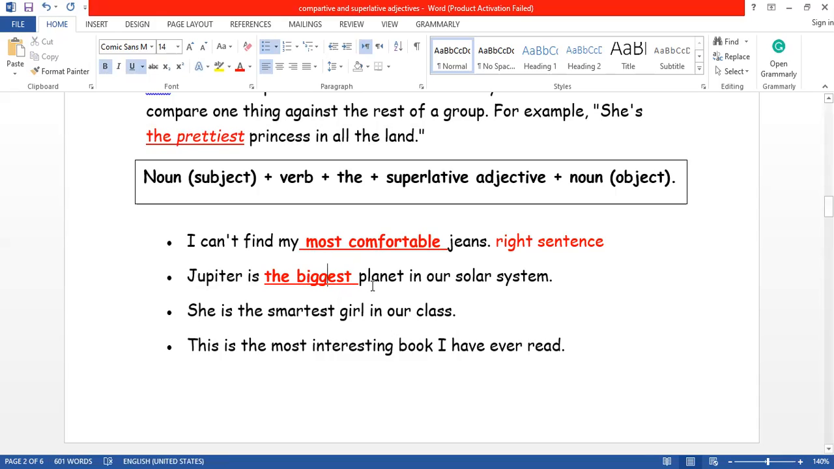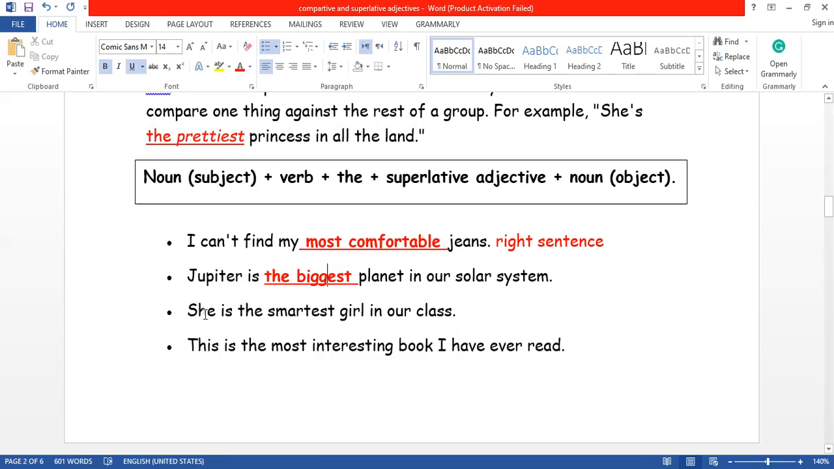The biggest planet in our solar system. So, Jupiter is the biggest. Jupiter is one of the planets that exists where? In our solar system. It's like Earth. Okay? So, it's the biggest planet. The biggest. We add est at the end of the adjective to change it to a superlative adjective.